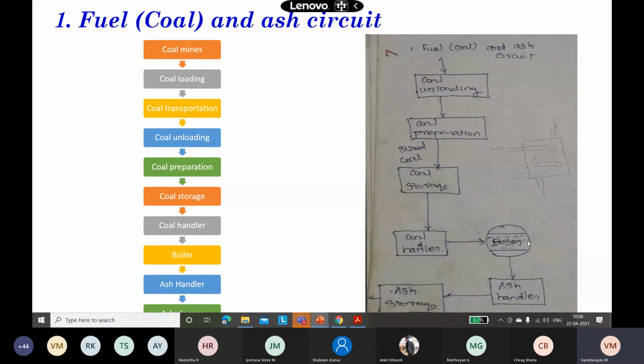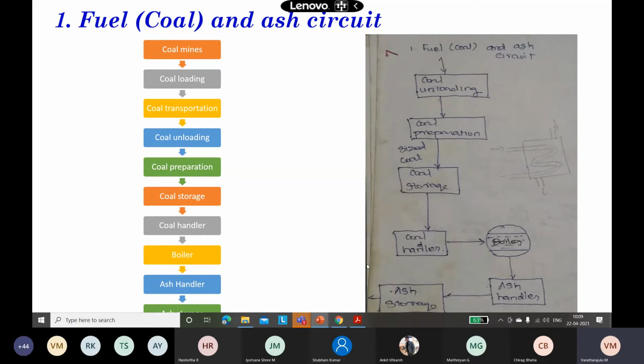Once we convert the coal into ash, what we are trying to get is the heat energy from the coal. When it is burning, we receive the heat that is converted into steam with the aid of water. And once it is burned, we get ash. Therefore, as we handled the coal, similarly we need to handle the ash, and then ash storage, and it has to be sent out.